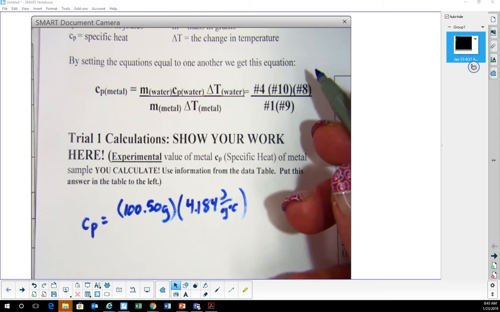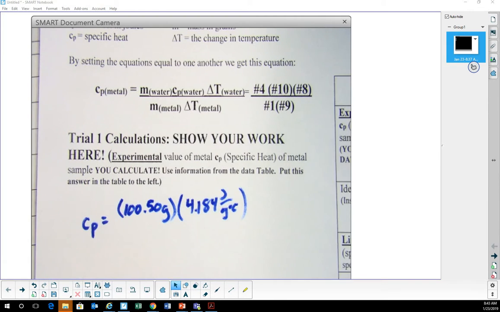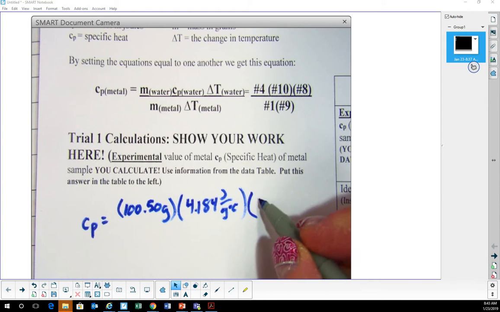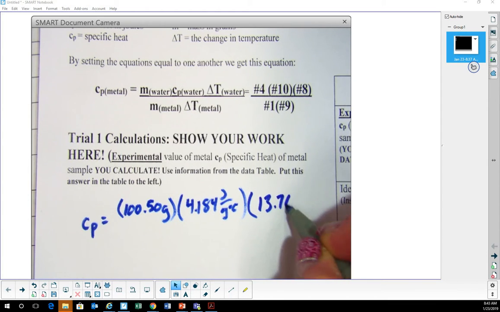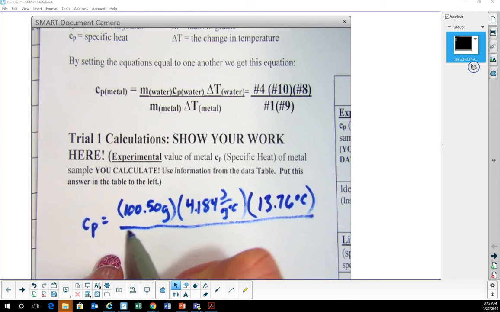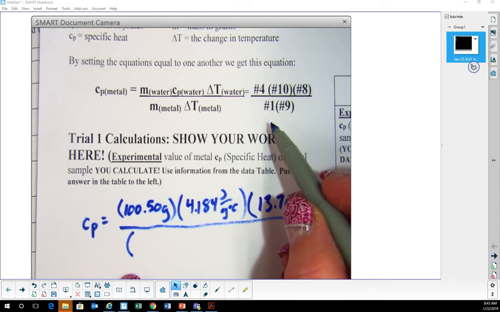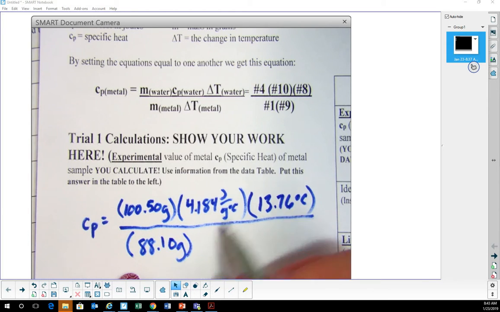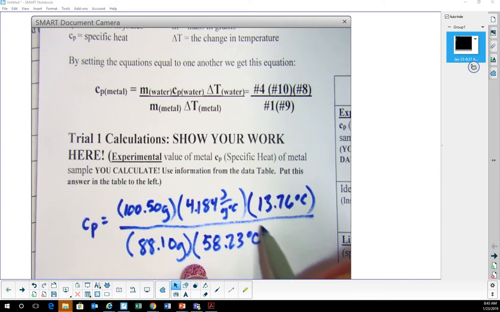Then I times it by number 8, which was the change in the water. I'm just going to put a bogus amount. You put whatever you got in number 8 for sample 1. Say that I got 13.76 degrees Celsius. You're going to divide that by big parentheses number 1, the mass of your sample, which should have been about 88 point something, 88.1, 80.0, whatever, grams, times number 9, which was the change in the temperature of the metal, and that should have probably been greater. So I'm going to say 58.23 degrees Celsius.